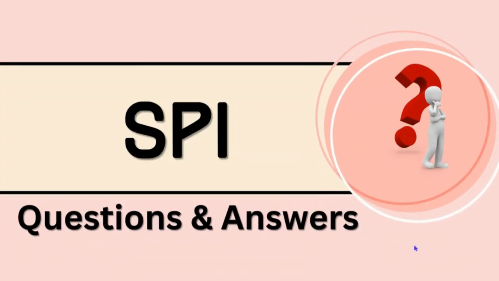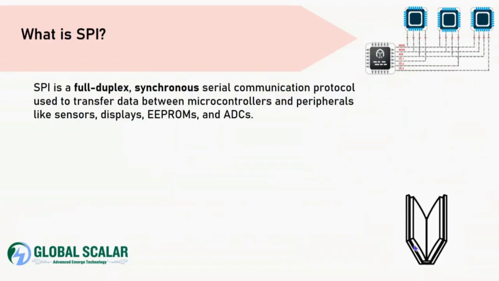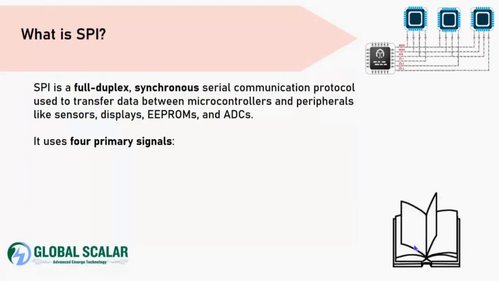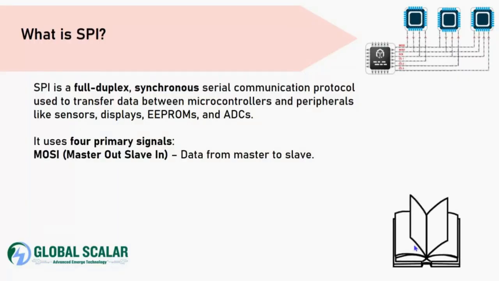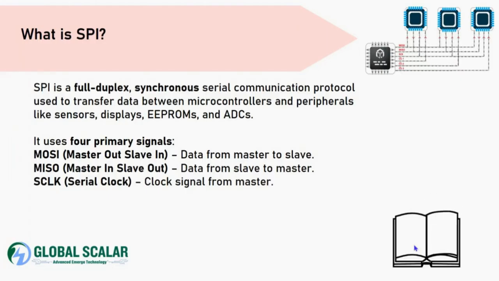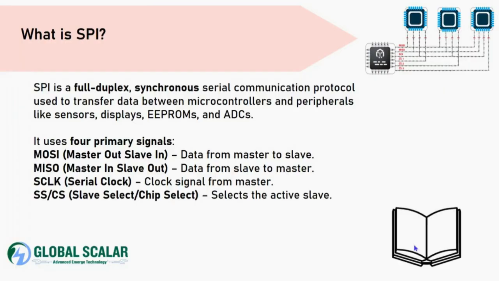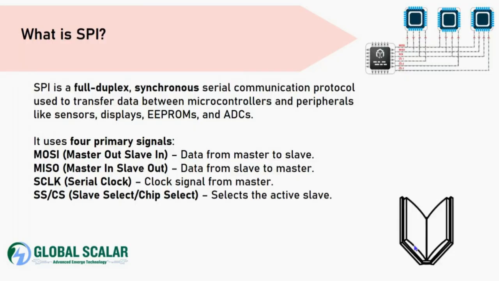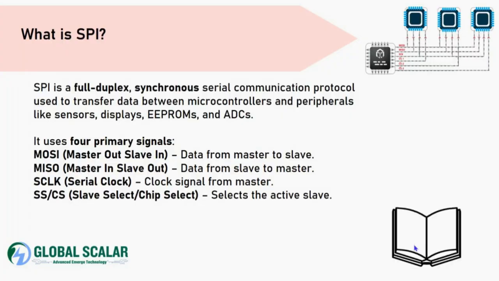SPI question and answers. What is SPI? SPI is a full duplex synchronous serial communication protocol used to transfer data between a microcontroller and peripherals like sensors, displays, EEPROM, and ADCs. It uses four primary signals: MOSI, master out slave in, which transfers data from master to slave; MISO, master in slave out, data from slave to master; SCLK, the serial clock signal from the master; and slave select, also called chip select, to activate the slave for receiving data from the master.